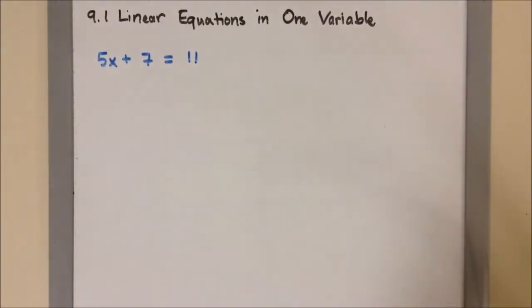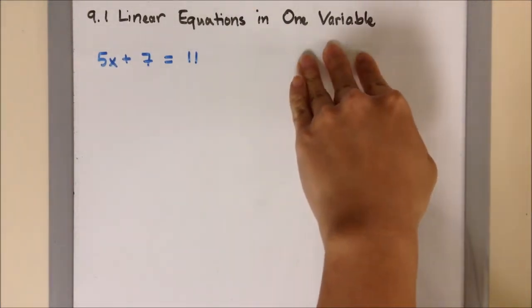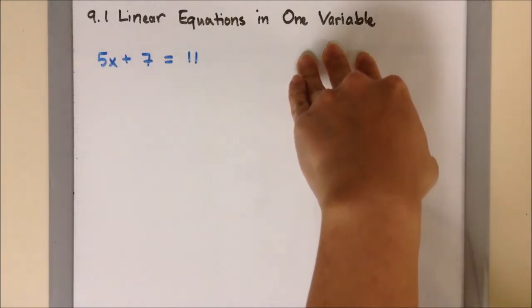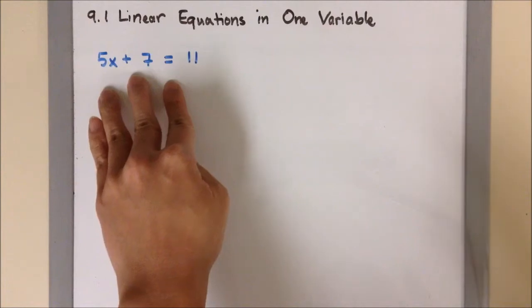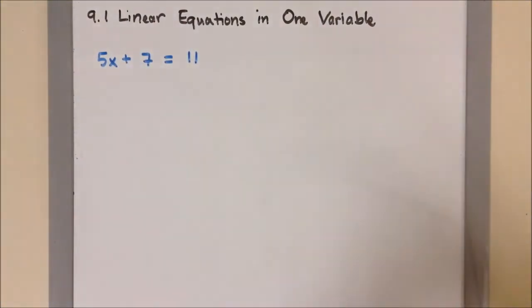Welcome to section 9.1, linear equation in one variable. So what I mean by linear equation in one variable is that you're going to have an equation that only has one set of variable. For example, here you only have one variable, which is the x.